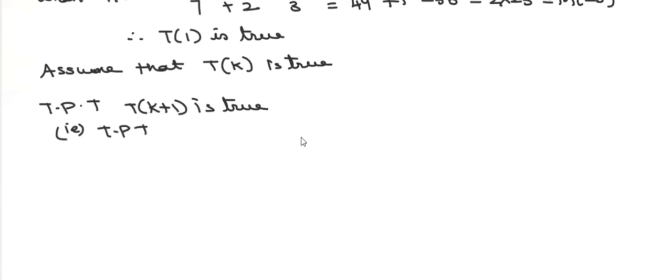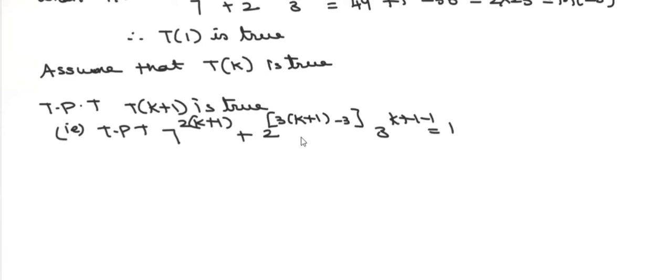That is to prove that 7^(2(k+1)) + 2^(3(k+1)-3)·3^((k+1)-1) is equal to m into 25. Just replace n with k plus 1 wherever n is there. So for our statement k plus 1, we have to prove that it is divisible by 25. Now I will take it as the LHS part. I am writing the LHS as it is.